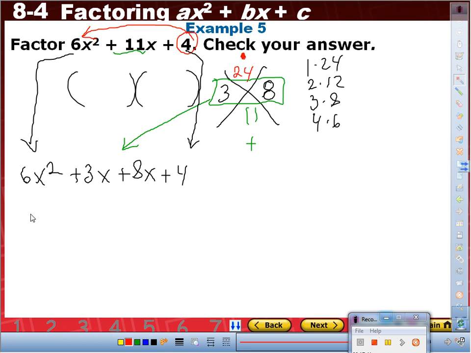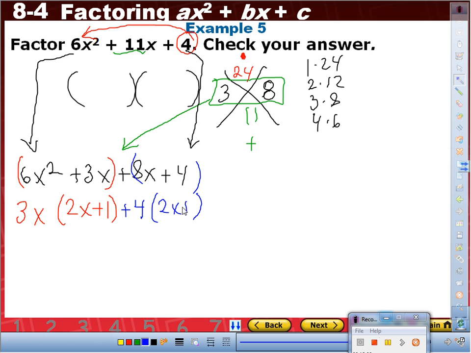And look at this. It looks very familiar. Now we can group by 2. GCF is what? 3x. We're left with 2x plus 1. Are we there so far? This one. What's the GCF here? 4. And we're left with 2x plus 1. So what's the same here and here? 2x plus 1. And what's left?